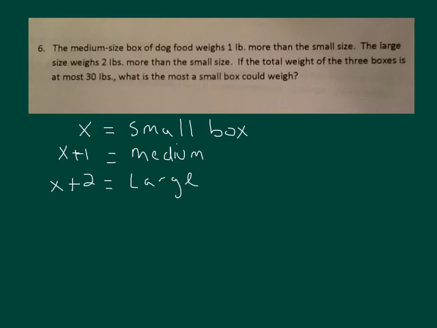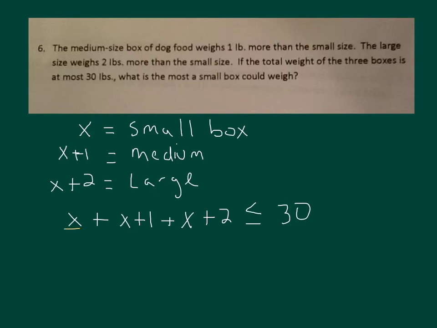Now it says if the total weight of the three boxes, okay, total weight means to add. So we're going to add them all up. x plus x plus 1 plus x plus 2 is at most 30. So it could be 30, so it's going to be equal to 30, or at most means it's going to be less than 30. So x plus x plus 1 plus x plus 2 is less than or equal to 30. Alright, now we just solve it.